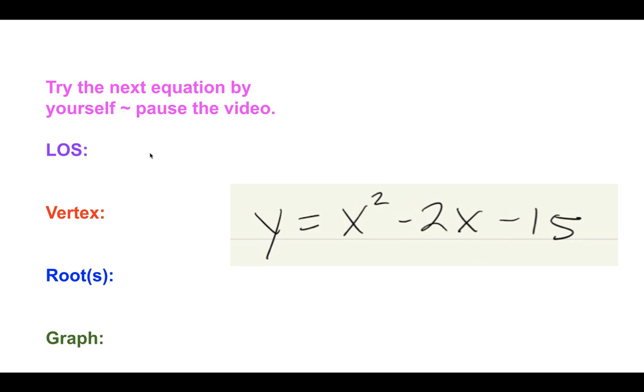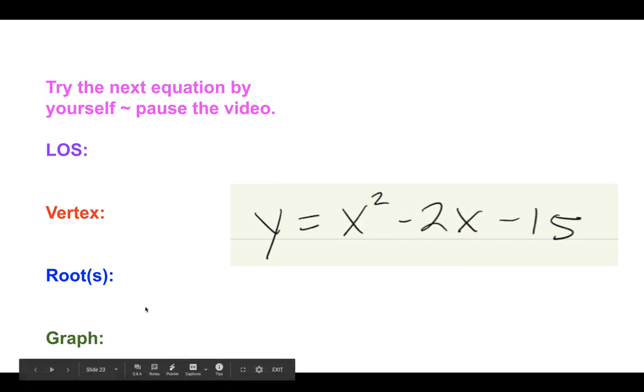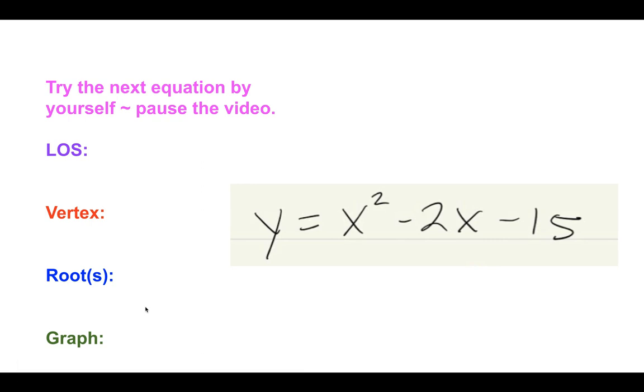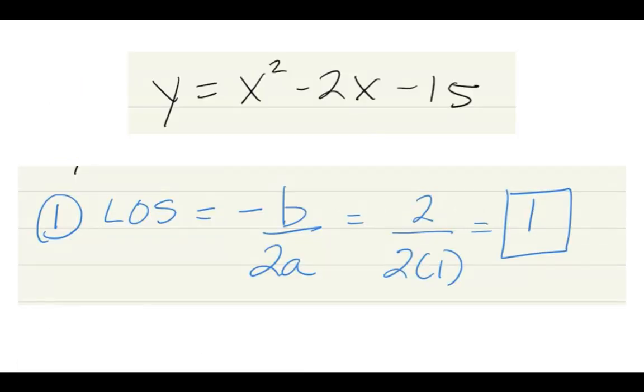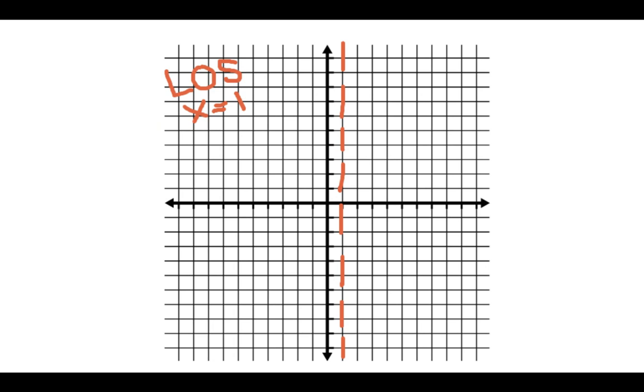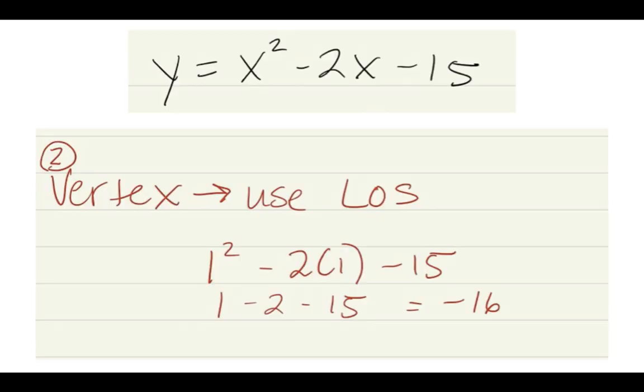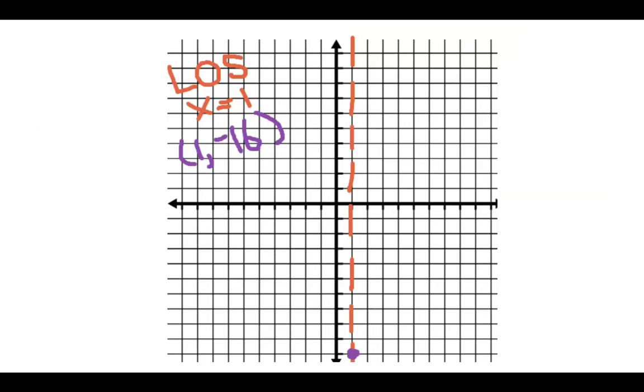Pause this video and try this one for yourself. Find the line of symmetry, the vertex, the roots, and just sketch a graph. I am hoping that you were able to calculate a line of symmetry of 1. I graphed a dashed line where x equaled 1. Using the line of symmetry of 1, I plugged it back into the original equation, and I got -16. So my vertex is the ordered pair 1, -16. Again, I had to pretend on my graph.